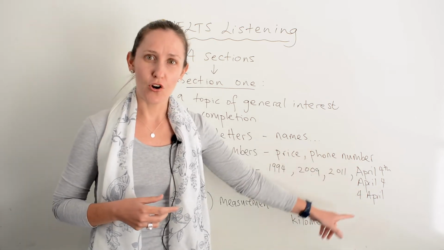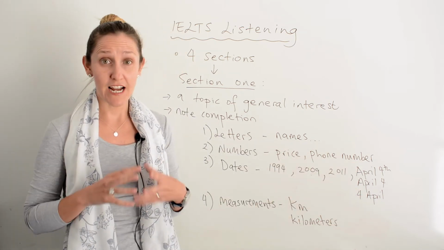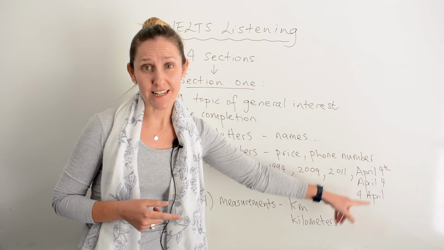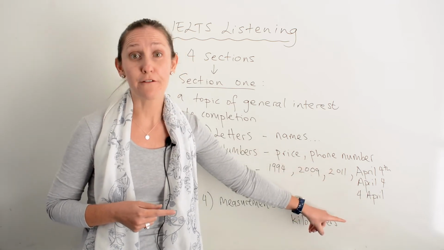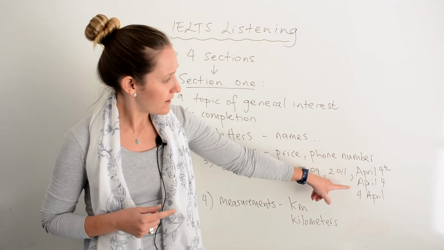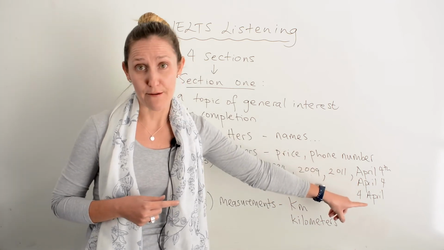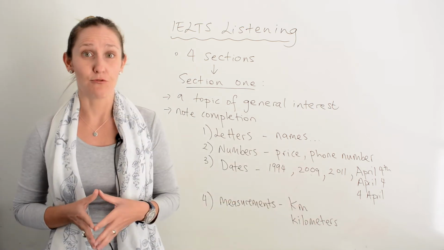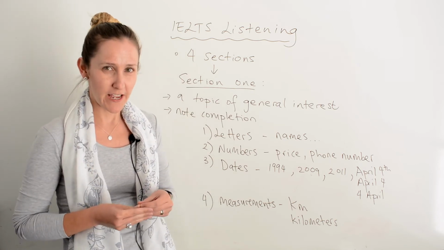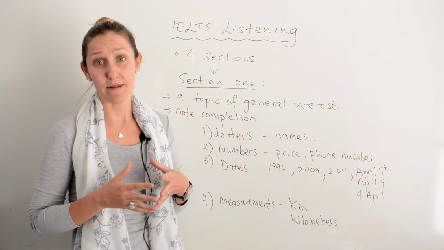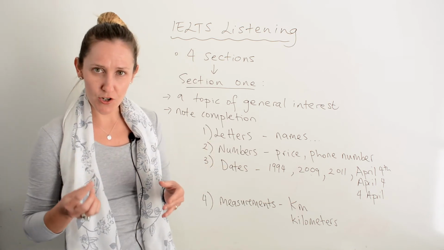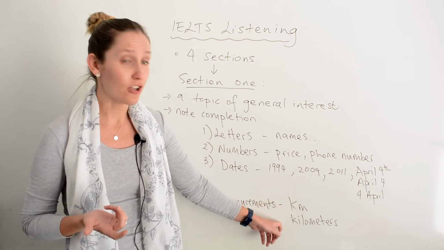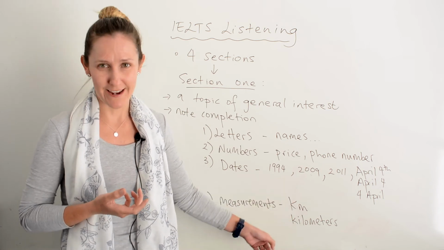The other important thing to note is when you're writing dates, IELTS is actually quite flexible about the format that you use. So for example, if you're writing these dates here, you can use one of 3 different formats: April 4th, April 4, or 4 April. All 3 of these are acceptable. The final thing that you might need to write in the gap is a measurement of some kind, usually distance measurements, maybe degree measurements, and it's important to know that you can either write the abbreviation, km, or the full word, kilometers, and both of these will be acceptable.